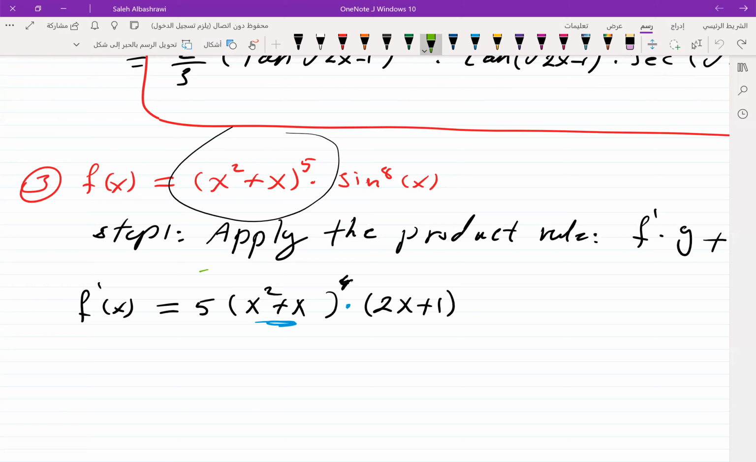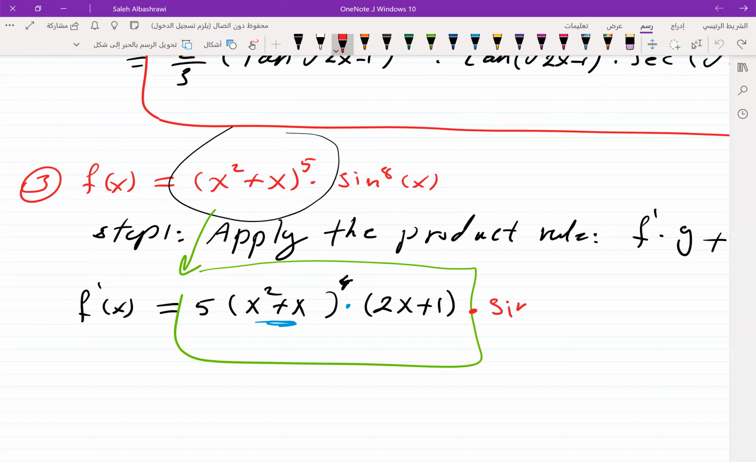This is the derivative of the first part only. It is f prime, or the derivative of the first function. Don't forget that we have another one, which is sine x. Now this is 5 multiplied by (x squared plus x) to the power 4 multiplied by (2x plus 1) times sine to the power 8 x, which is the first part of the product rule.